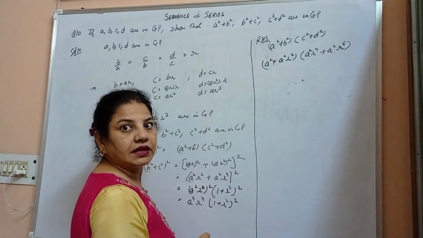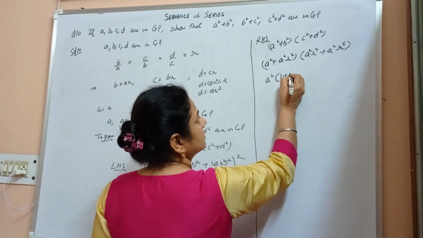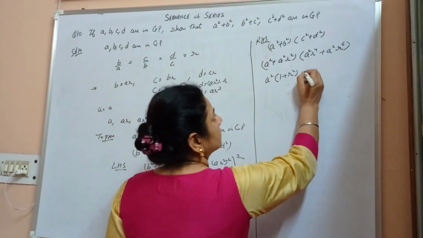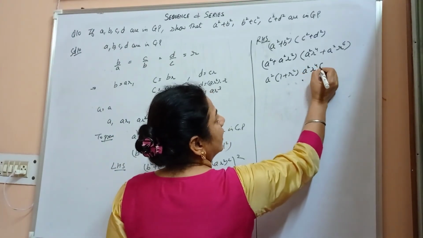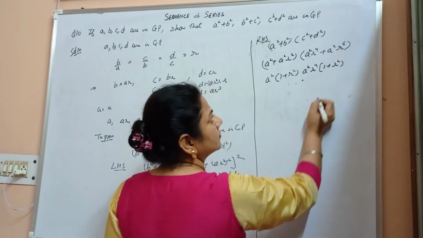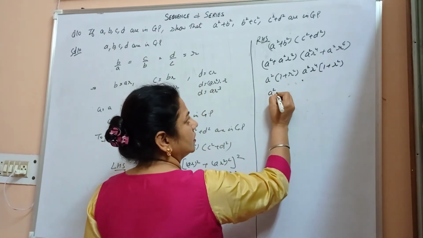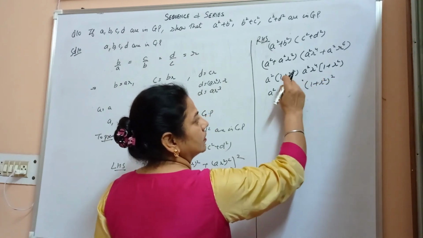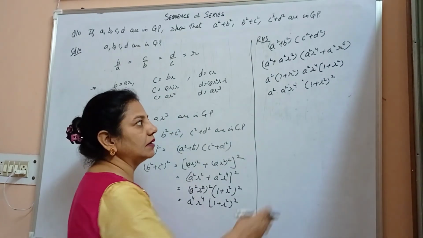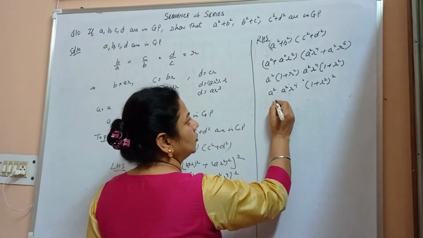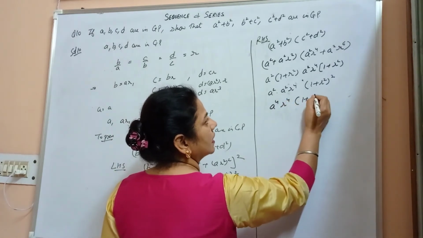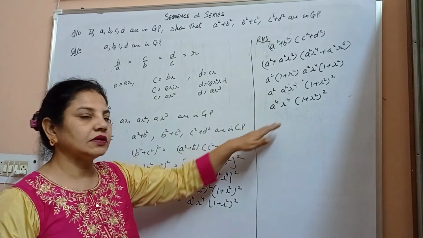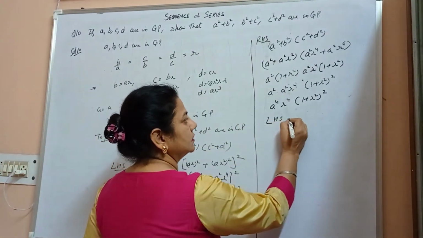From first bracket, I can take A square common, 1 plus R square. And from the second bracket, I can take A square R to the power 4 common, I have 1 plus R square. Now A square into A square R to the power 4, 1 plus R square whole square, as 1 plus R square is multiplied 2 times. Here I will get A to the power 4 R4, 1 plus R square whole square. This is what I am getting. My left hand side is equal to right hand side.